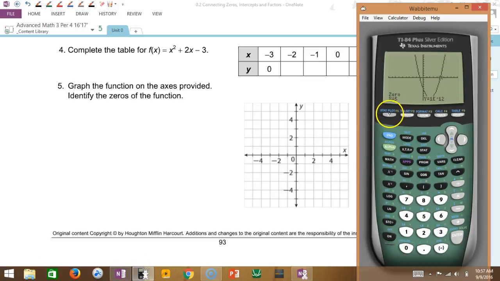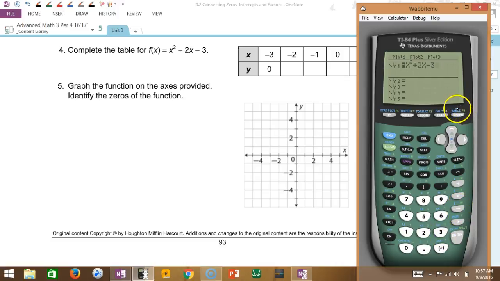Okay, so let's type it in. So we go to our y equals. We're looking at our function x squared plus 2x minus 3. So that's what we're going to type in. So I hit y equals. I'm going to clear out that old one and type in my new one. X squared plus 2x minus 3.